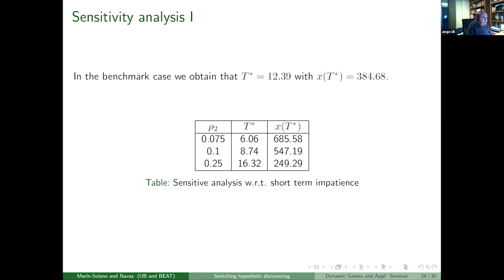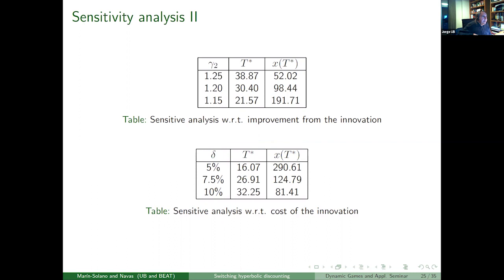When I look at the sensitivity analysis with respect to the improvement that I can obtain, remember that a lower value of gamma is a better situation. The better the case, the faster the switching time will be. And finally, if I look at the cost of the innovation, represented here by delta, when I increase the cost of the innovation, this innovation will be introduced later. So a larger cost has a negative effect in terms of the introduction of the innovation.